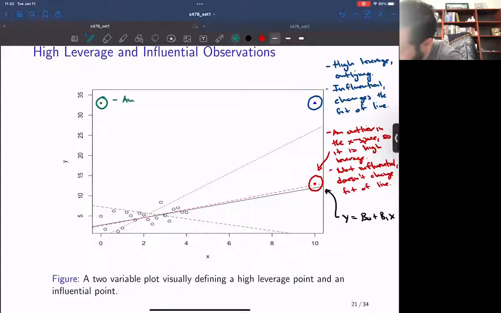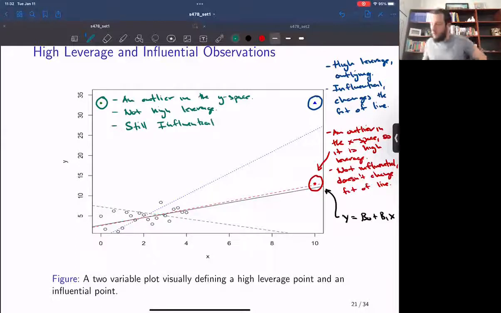So this is an outlier in the Y space, not high leverage, still influential. Any questions?